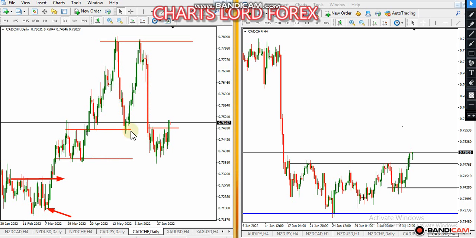So at this point, when you have this first touch here, second touch here, and third touch here, it gives us that on this daily time frame, this market has currently turned into another range.